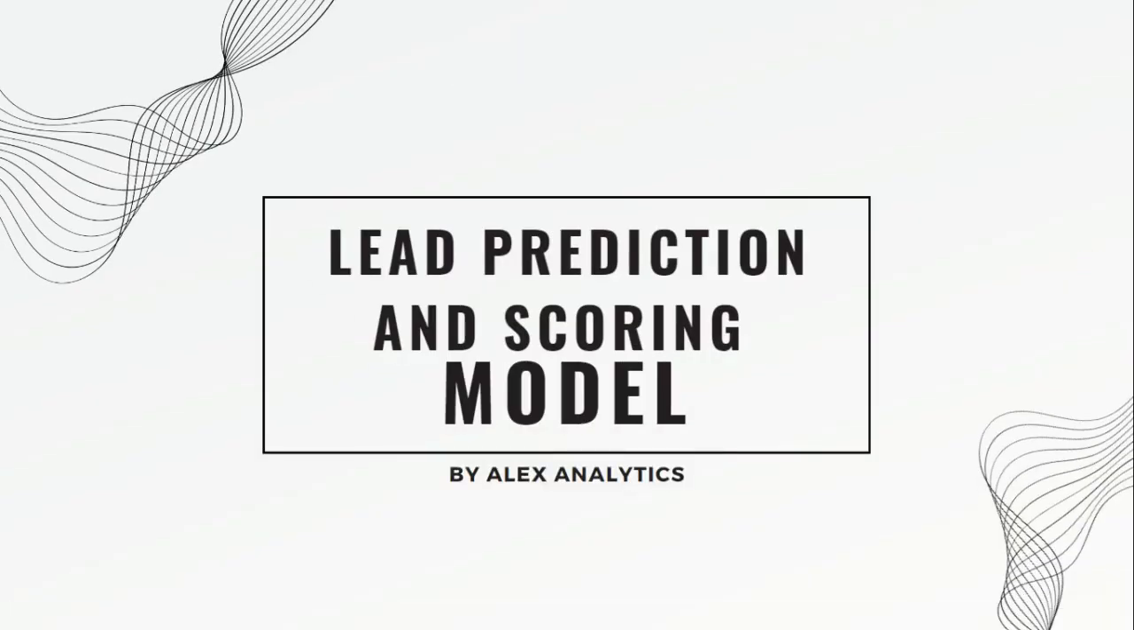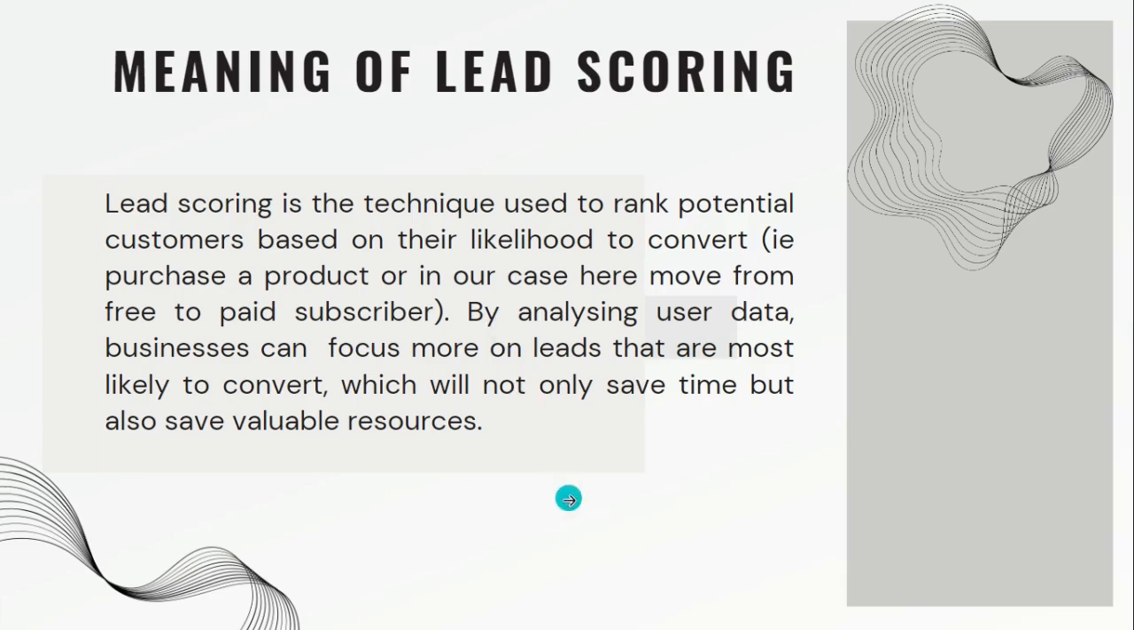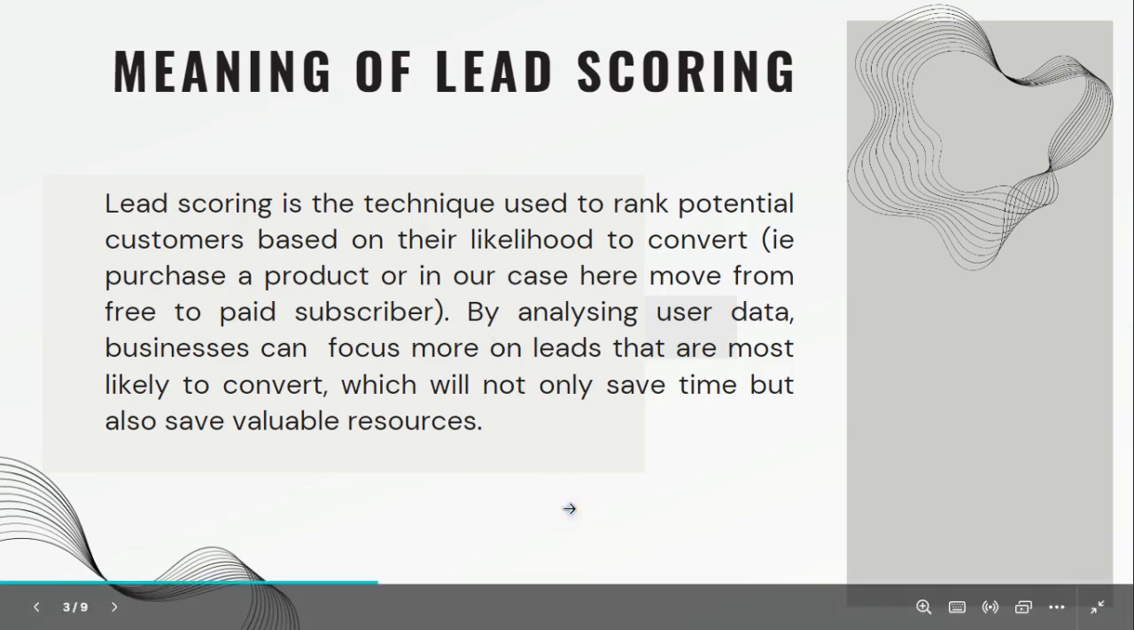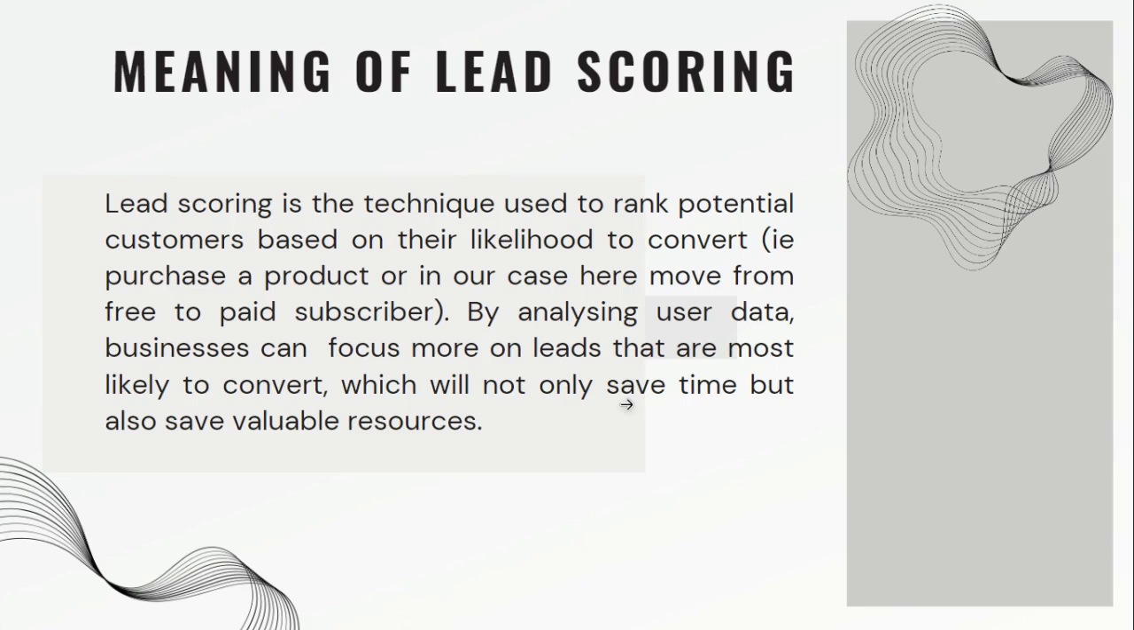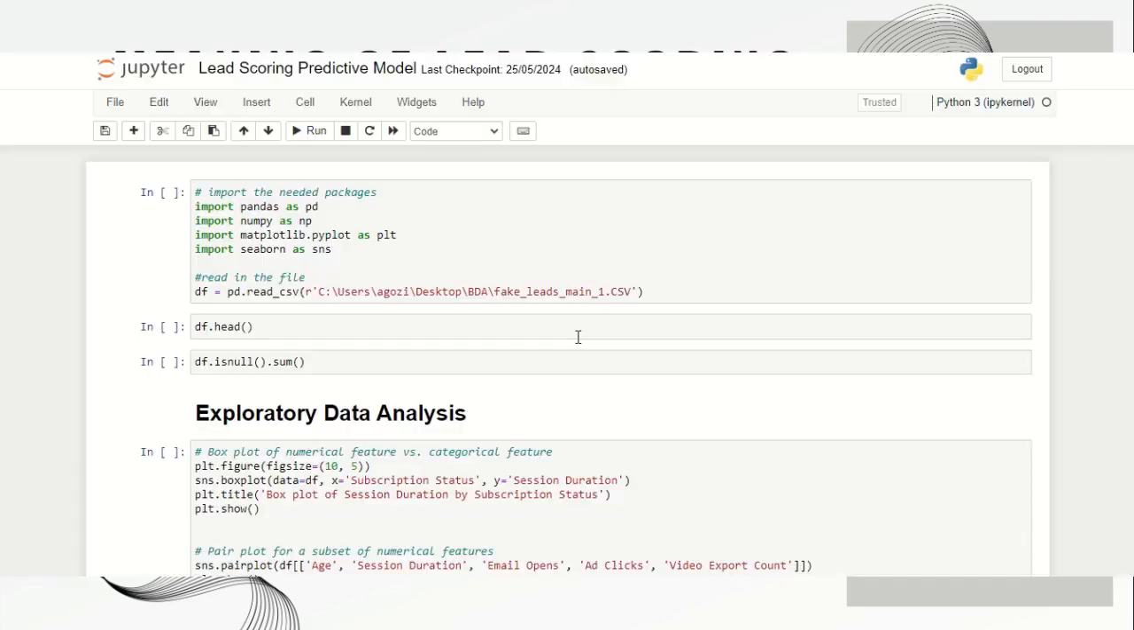Before we get into the video, it's important that we understand what lead scoring is all about. Lead scoring is a technique used by businesses to rank their potential customers based on their likelihood to convert. By analyzing the user data, businesses can prioritize and focus more on those leads that are likely to convert, which does not only save time but also saves them valuable resources.